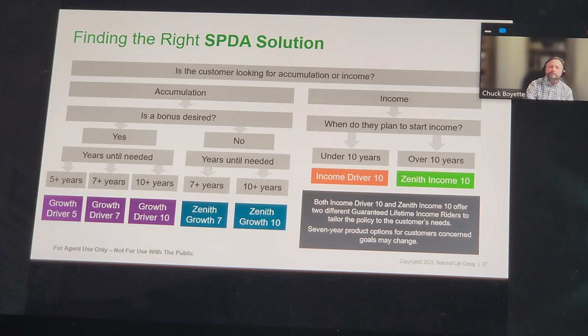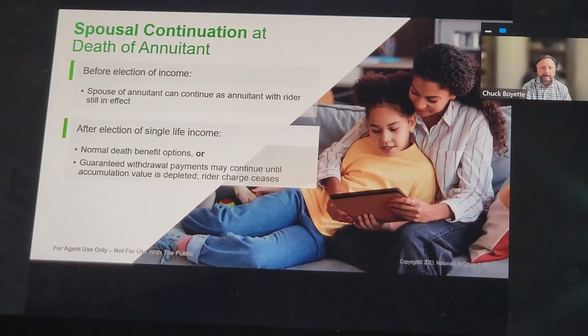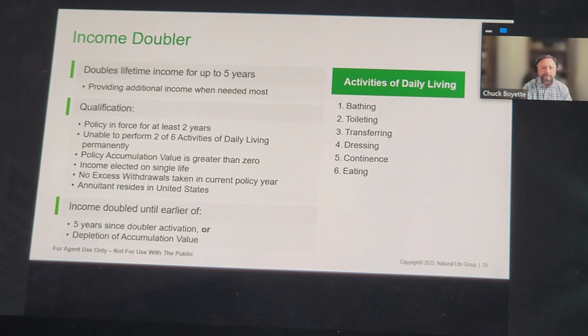I don't want to go into too much detail over those right now, but as we go through today's webinar, you'll understand a lot more of each product and where they're going to be appropriate for your clients. And then we'll tell you all at the end here with that slide.